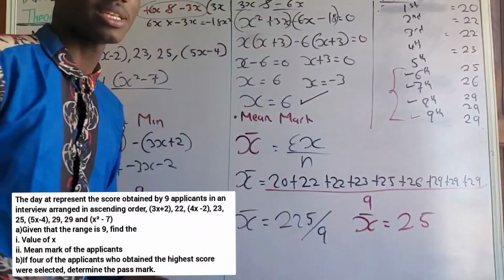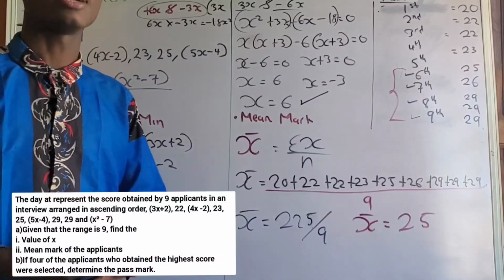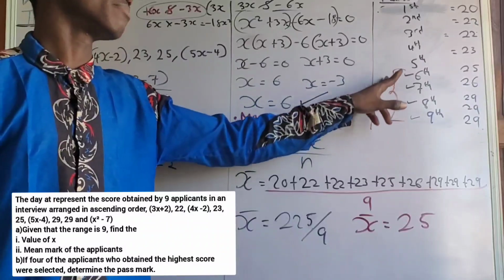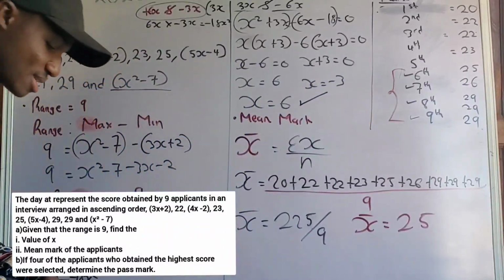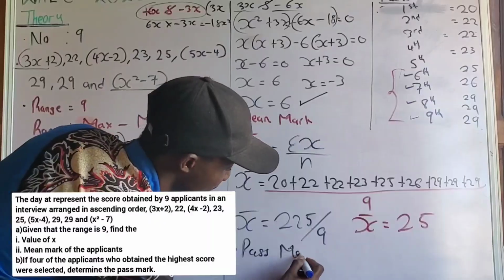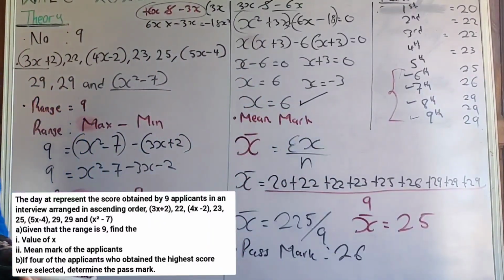Pass mark differentiates those that are actually employed from those that are not employed. Do you understand? So this is the pass mark. Let me write it. The pass mark will be 26. Do you understand? That is the solution to that question.